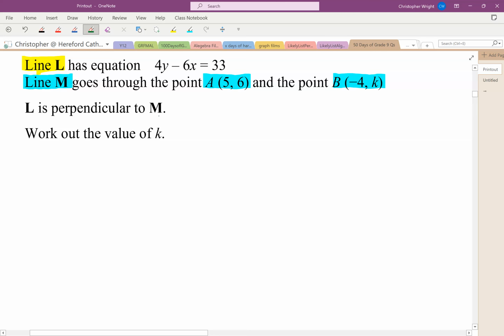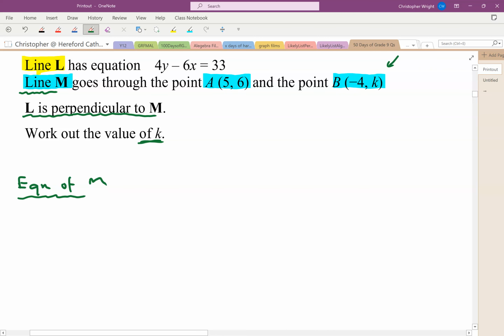L and M are perpendicular to each other. Work out the value of K. So I've got to work out the value of K. It would be useful, wouldn't it, to work out the value of K if I knew the equation of line M. If I could find the equation of M, then I can easily find the value of K because it's the y coordinate when x is -4. So I really need to find out the equation of M.